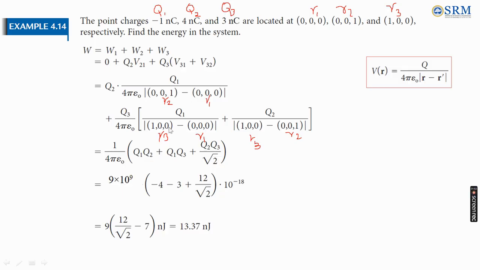If you find the magnitude in the denominator term, here 1 minus 1 is going to be 1, the magnitude of it is going to be 1. So there is no denominator term here. Similarly in this term also. Whereas here, if you see, the coordinates will be 1, 0, minus 1. So taking the root of the magnitude of that, I will get root 2. And if I substitute the Q1, Q2, Q3 values, and for 1 by 4 pi epsilon naught, 9 into 10 power 9, and do the simplification, I will get the energy in terms of nanojoules.